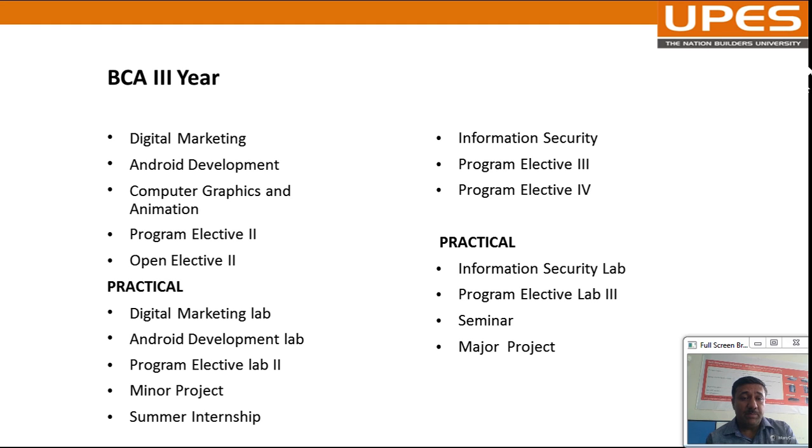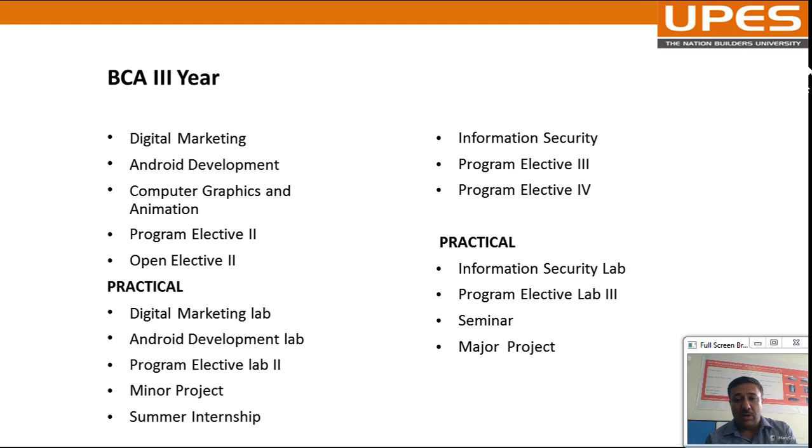And a summer internship means in the second year, during the semester break, students will go to the industry for hands-on experience. So they present their work from the summer internships we mentioned here in the 5th semester. And in the last semester, we are introducing one paper, information security, and 2 program electives. And accordingly we have 2 labs also.